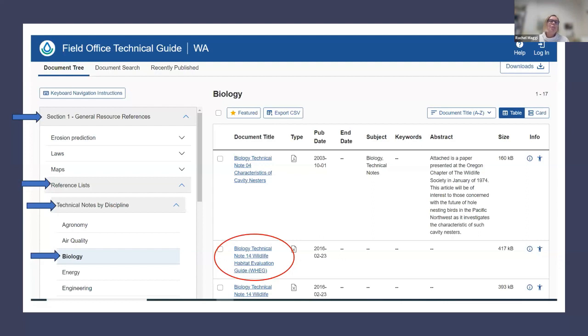So you go to section 1. There's 5 sections in our technical guide. Go to section 1 under reference lists, then technical notes by discipline, biology, and then I've circled the actual biology tech note. There's lots of other biology technical notes in here, which range from information on cavity nesting species, wood duck, and a lot of other habitat publications that we've put out over the last 20 years.